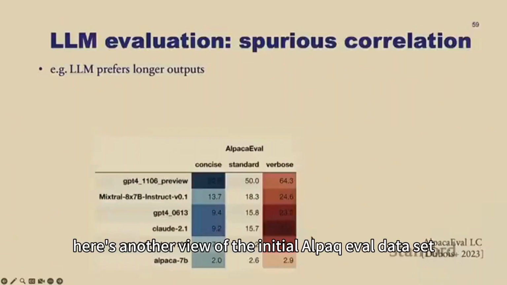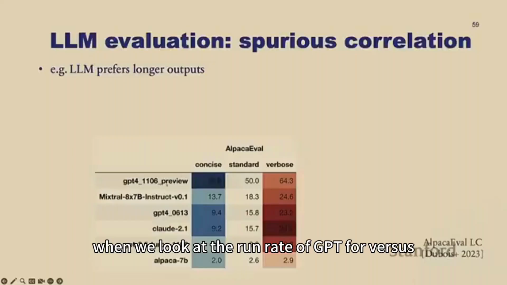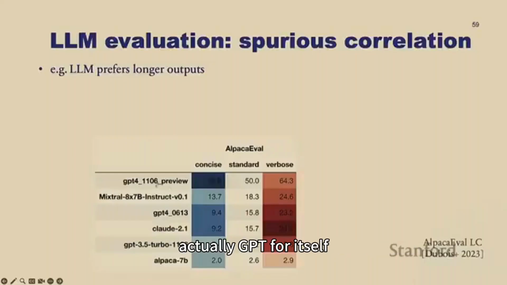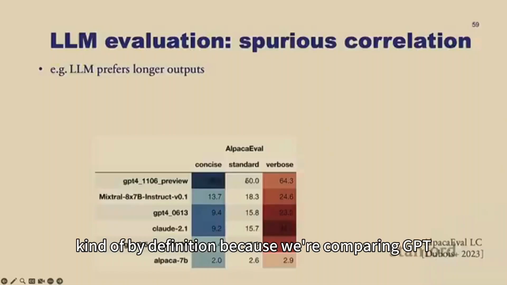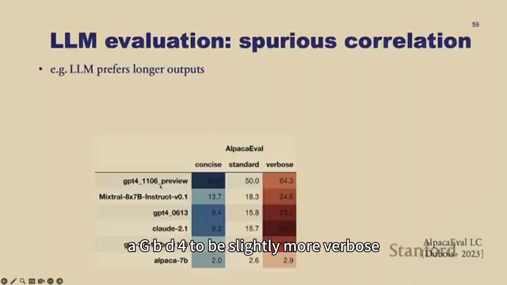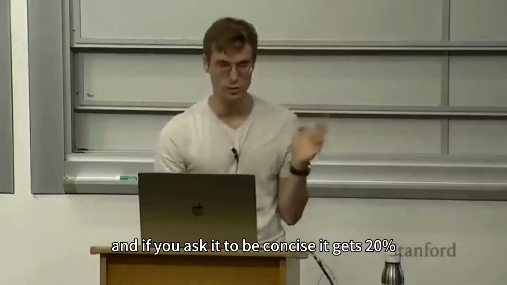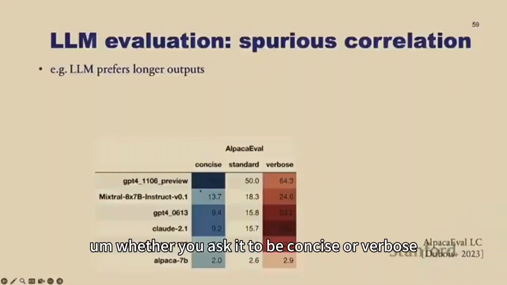And here's another view of the initial AlpacaEval benchmark, where we look at the win rate of GPT-4 versus GPT-4 itself. If we use the standard GPT-4, it gets 50% by definition because we're comparing GPT-4 versus GPT-4. But if we ask GPT-4 to be slightly more verbose, so we just say in the prompt, be verbose in your answers, then it gets a win rate of 64.4%. So really, there's a huge variance. And if we ask it to be concise, it gets 20%. So there's a huge variance depending on whether you ask it to be concise or verbose.